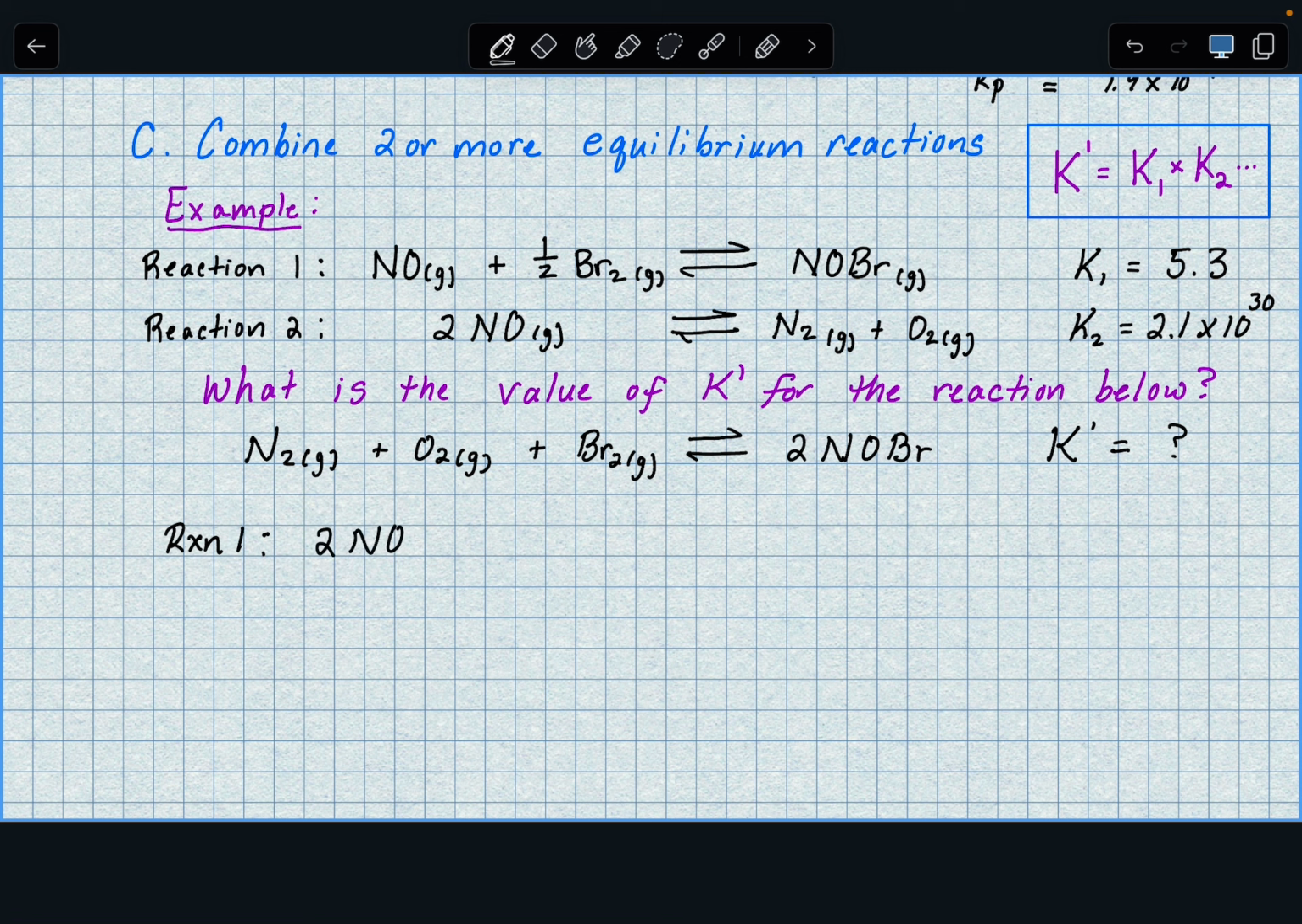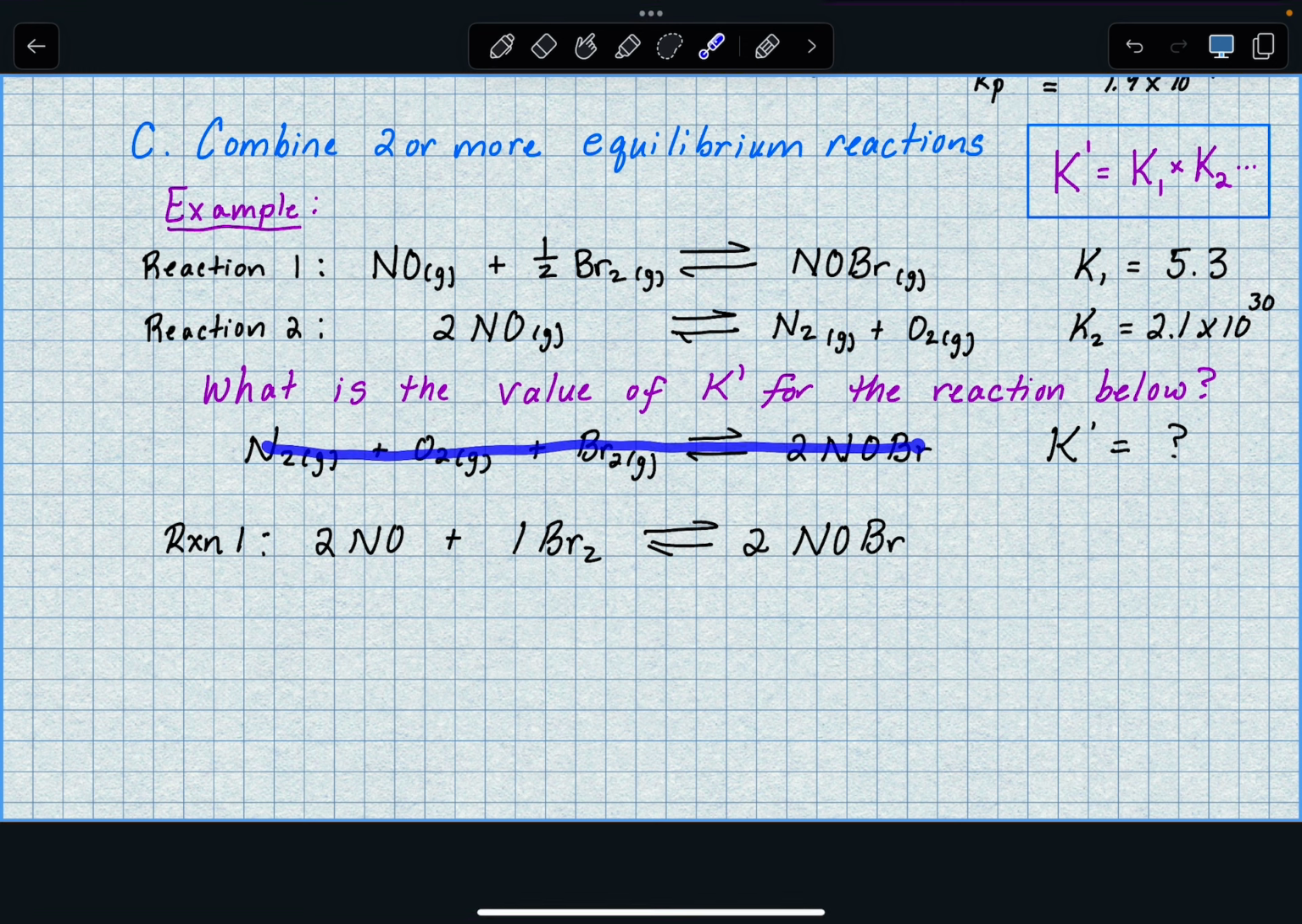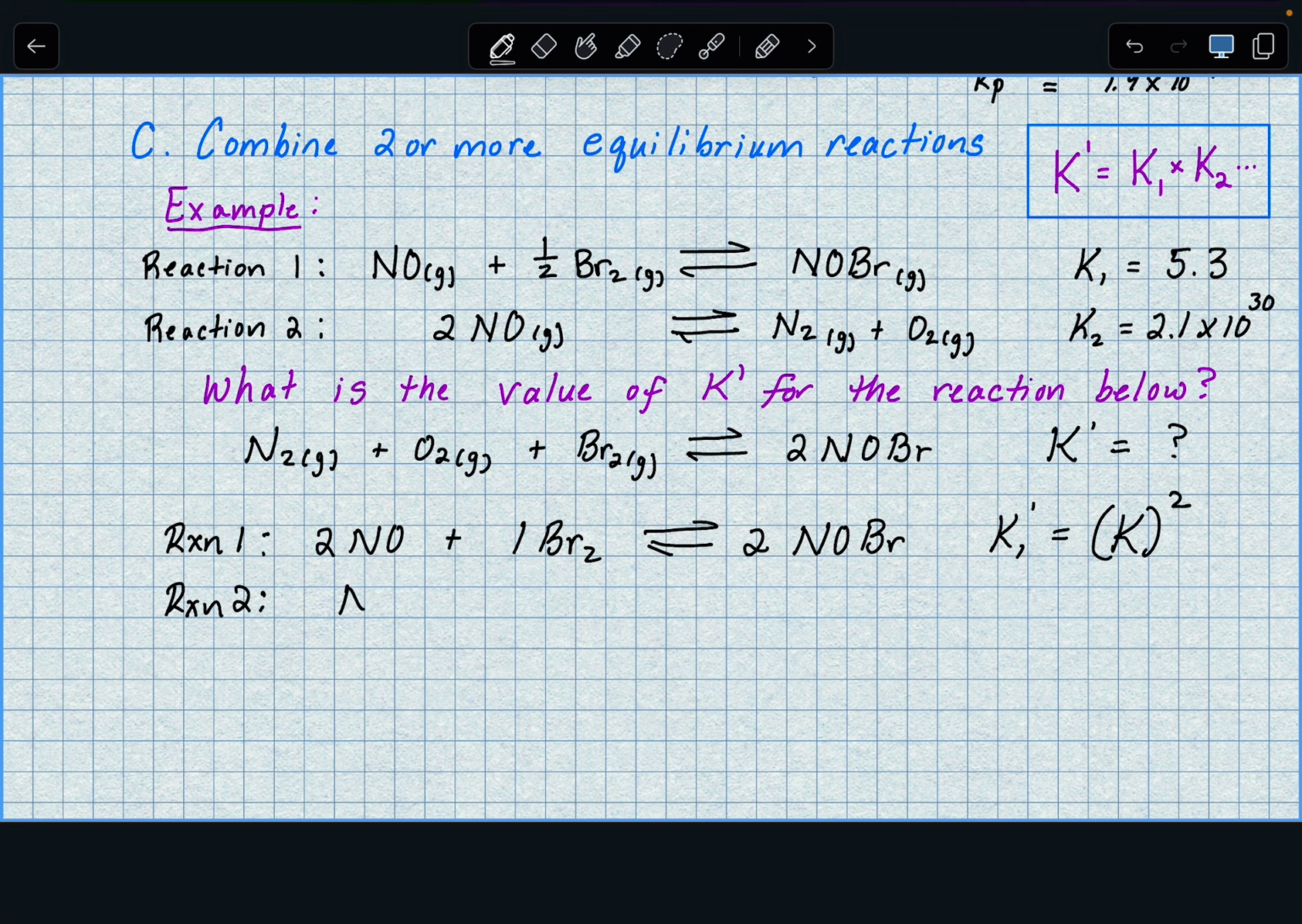And for that one, we are going to end up multiplying it by 2. So we're going to have 2NO. I'm also going to skip states of matter, 1 bromine, and then we're going to have 2 NOBr. Now the reason why I did that is because our final equation, this one right here, had double the amount of the NOBr. All right, so then what did I do to have a new K value for this one? It's almost like a new K prime 1. I'm going to take the old K value and then I'm going to square it.